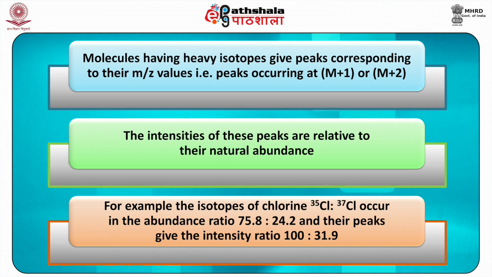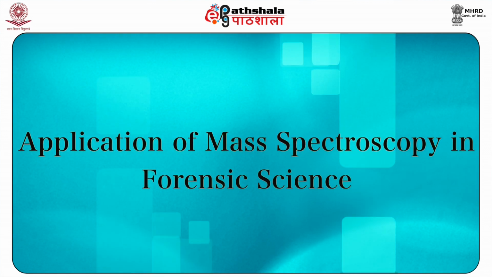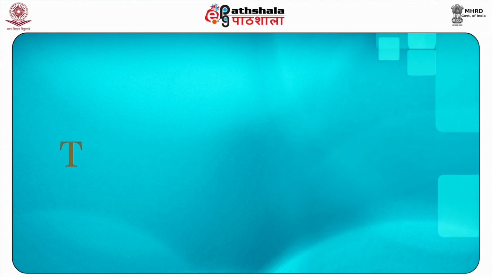For example, the isotopes of chlorine, 35 and 37, occur in the abundance ratio of 75.8 to 24.2, and their peaks give the intensity ratio of 100 to 31.9. Now we will see the application of mass spectroscopy in forensic science.